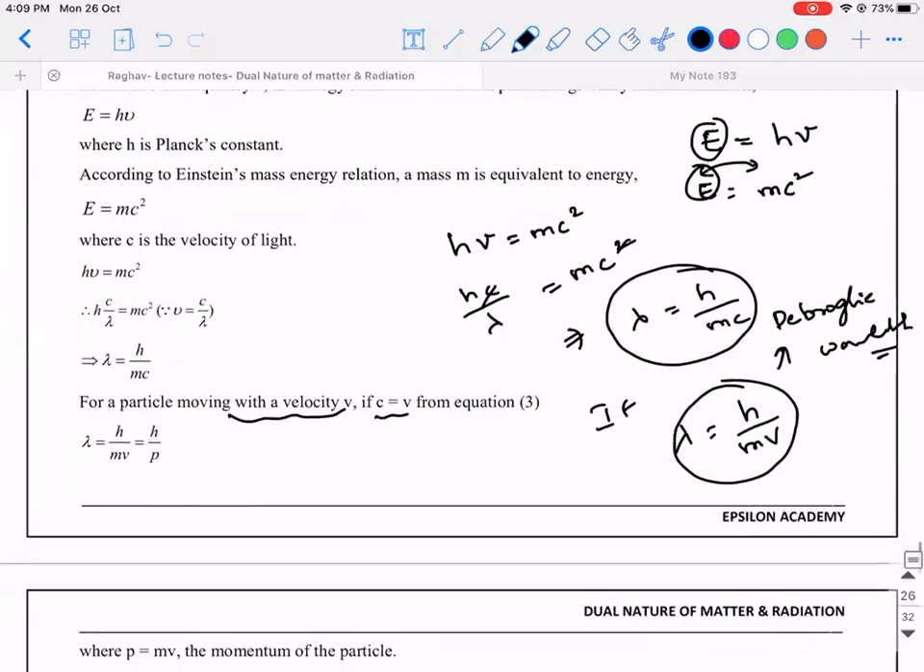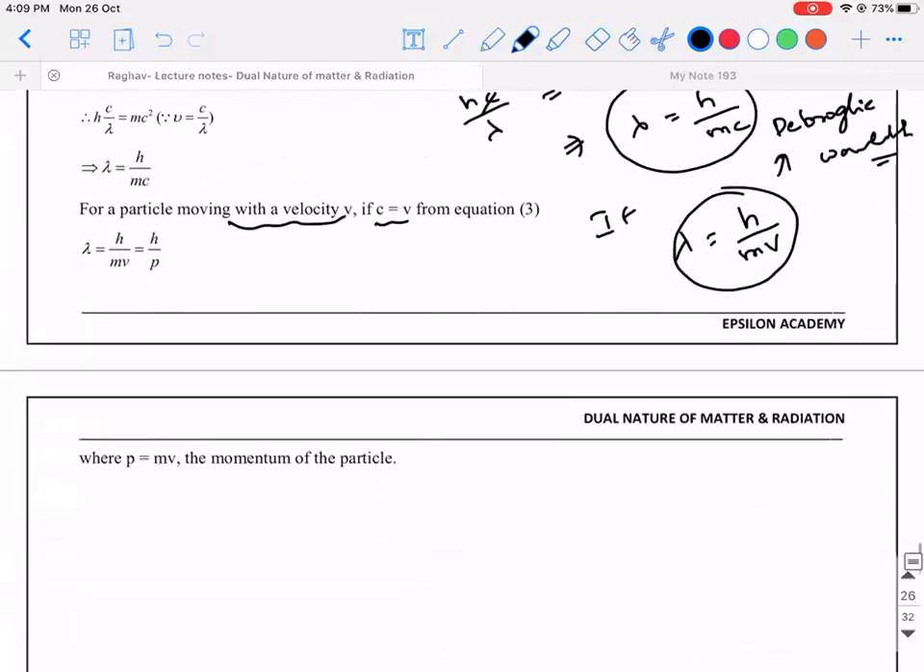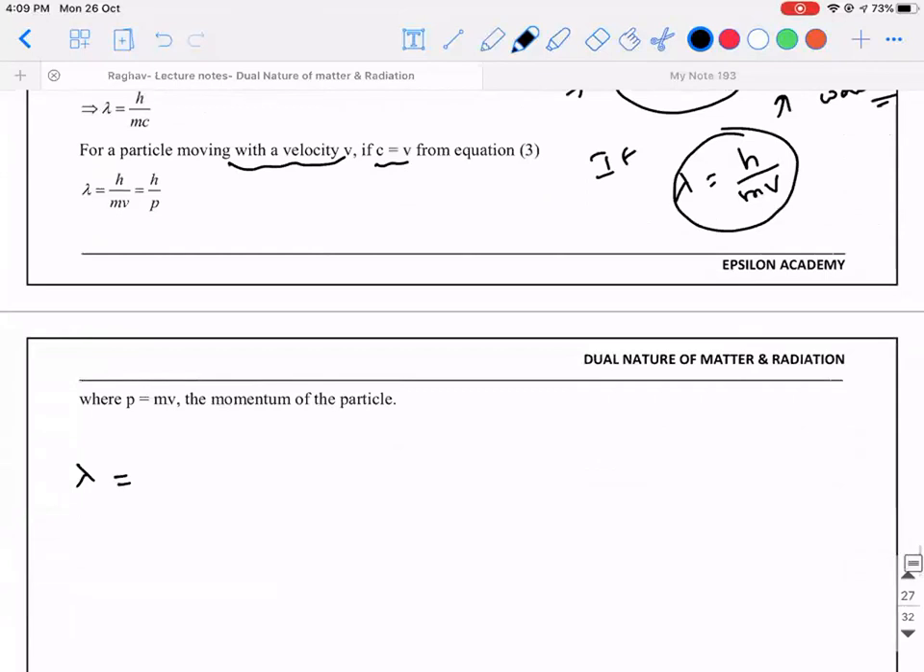Okay. So the manipulations that we can do from here: lambda is equal to h divided by mv is one way of writing. Or lambda equals h divided by what is m into v, guys? Momentum. Linear momentum.